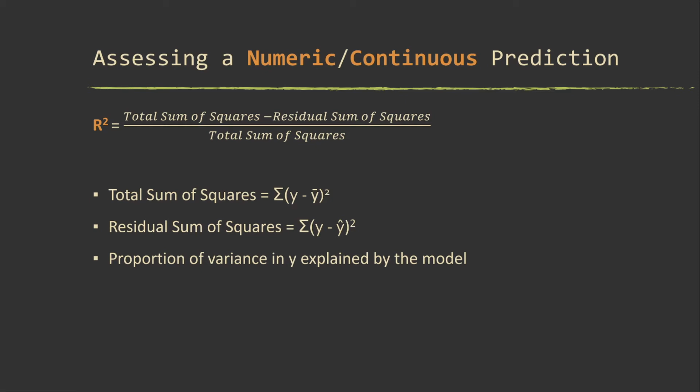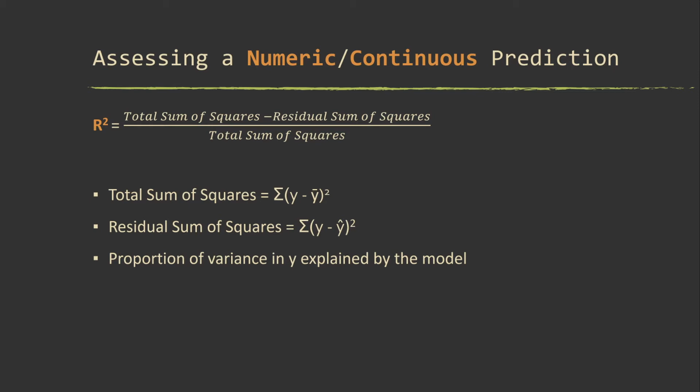Okay, so basically how we would do that with our data is we would take each data point, take its actual measurement, subtract the mean of all the testing or validation data. So take each data point, subtract the mean of the data set from it, square them, sum them up. That's the total sum of squares.